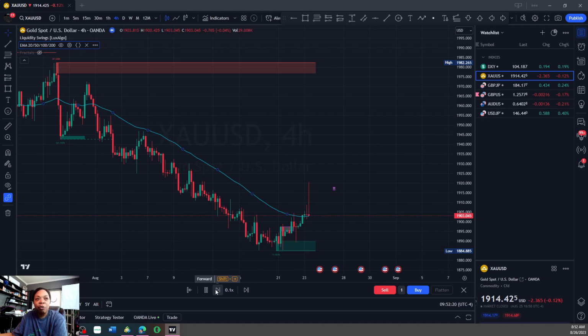But your higher time frame is solid. So I'm going to pause it right here. You see how it broke and closed above the moving average, signifying a possible trend change.